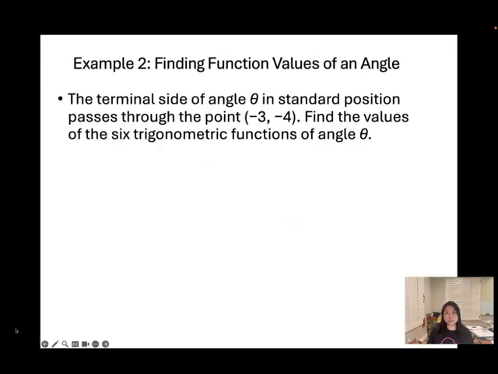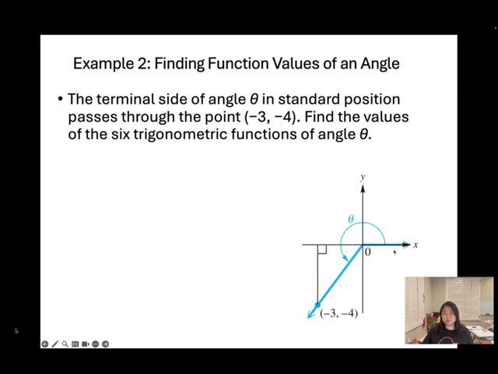Example 2, finding function values of an angle. The terminal side of an angle theta in standard position passes through the point (-3, -4). Find the values of the 6 trigonometric functions of angle theta. The point (-3, -4) will be located in quadrant 3, right? So we draw from the standard position of theta until this point (-3, -4). It creates a right triangle here.